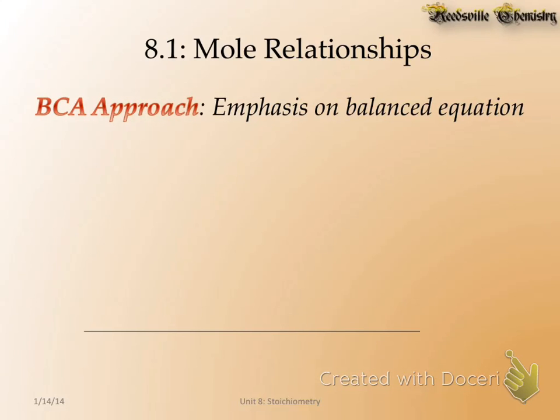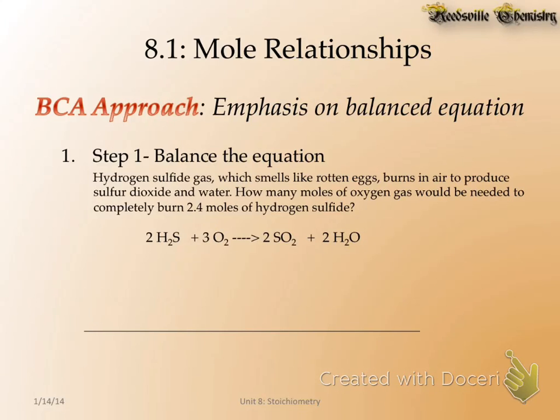So to complete the stoichiometry process, we're going to use an approach called the BCA approach. BCA stands for before, change, and after. The BCA approach really emphasizes the balanced equation, so it's going to be really important that you can write a correct equation and balance that equation. We're going to use the following as our example, just some hydrogen sulfide being burned in air, so adding oxygen to form sulfur dioxide and water. And as you can see, the reaction is written correctly and it is balanced.